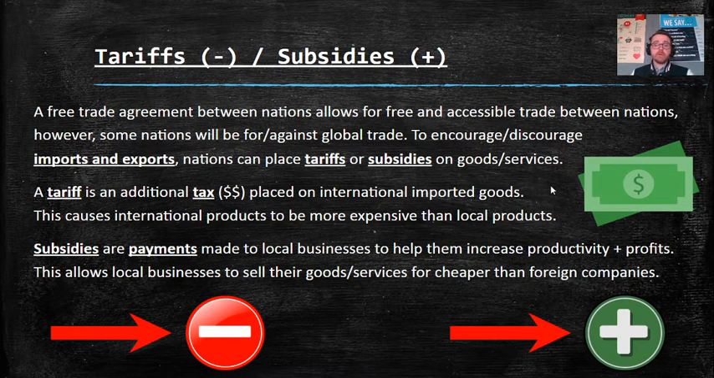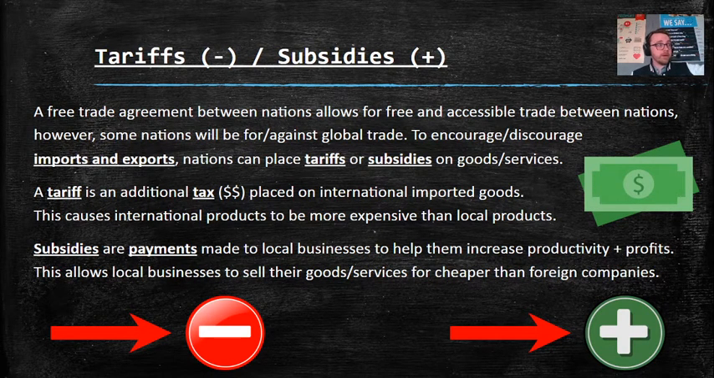This causes international products to be more expensive than local products. So, for example, if the Prime Minister is looking at Australian farmers and he's seeing that all the Australian crops are really not being bought by people in Australia because everyone's buying cheaper stuff from Brazil. I just picked a random country. The Australian Prime Minister will say, our farmers are really struggling. How can I help them out? I know what I'll do. I will put a tariff or an additional tax on these crops coming in from Brazil.